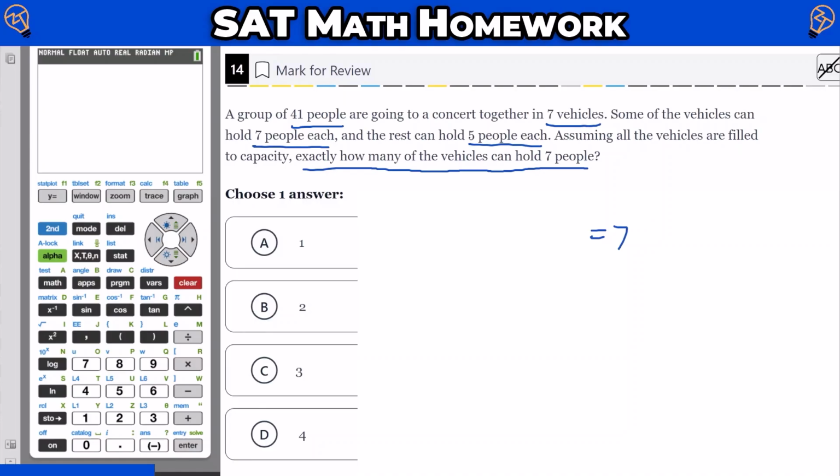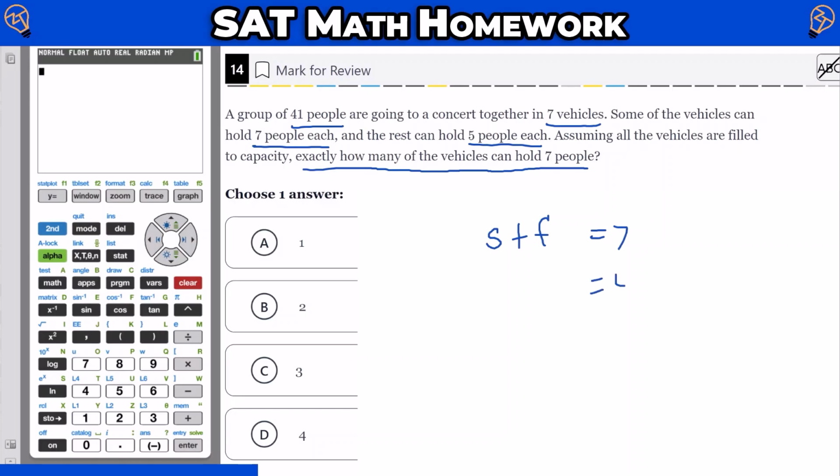For some of these vehicles, they're able to hold 7 people. So for me, the variable I'm going to choose, to make it very meaningful and easy to remember which variable was which, is I'm going to use an S for 7 people. Now keep in mind that's the number of vehicles that can hold 7 people. And then there's a certain number of vehicles that can hold 5 people. So I'm going to use an F because 5 starts with F. So we have some vehicles that hold 7 people, some vehicles that hold 5 people, but the number of vehicles in total is 7.